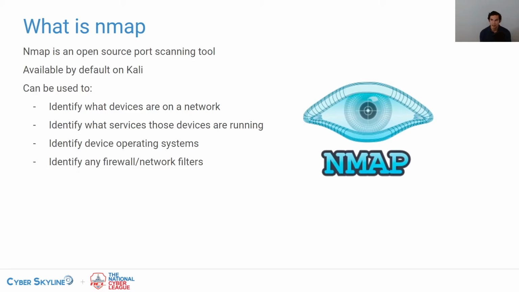You can use Nmap for a couple of different things: to identify what devices are on a network, to identify what services are running on those devices. You can use it to figure out operating systems, as well as to identify firewall or network filters that might be in place.